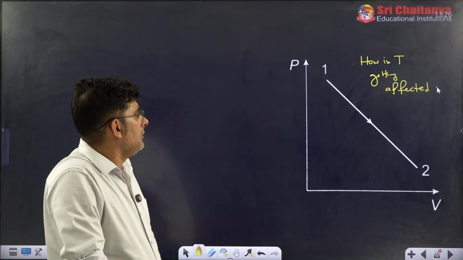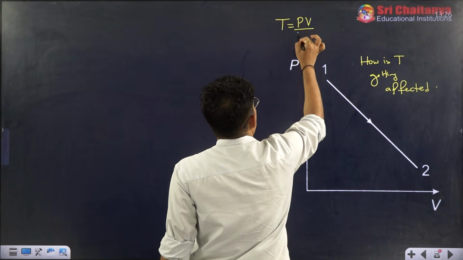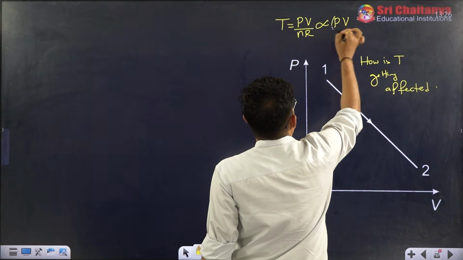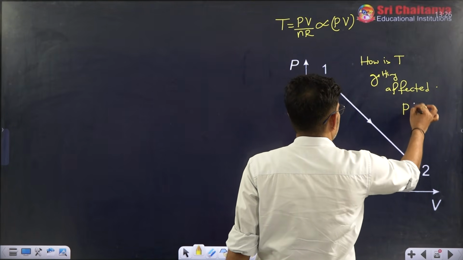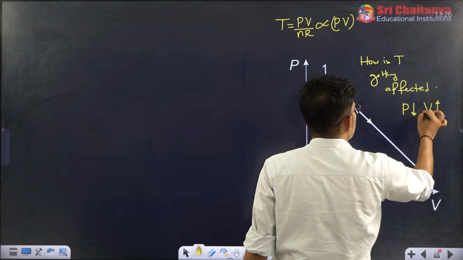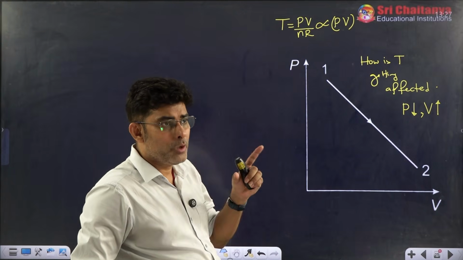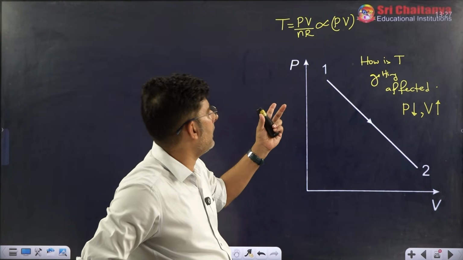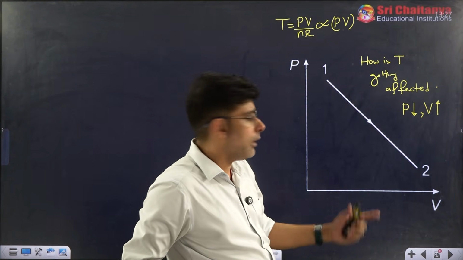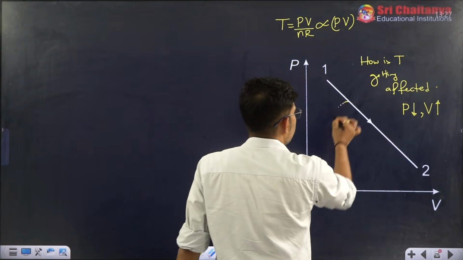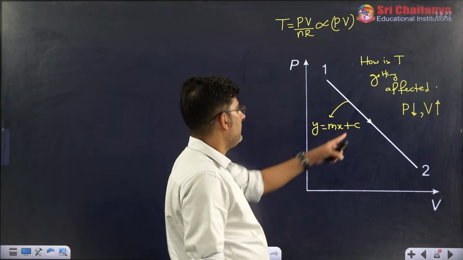Now understand here, temperature we know is PV by NR, product of PV. So here what you are seeing is pressure is decreasing, volume is increasing. So you cannot say what will happen to temperature directly. Understood? So when you have such cases where it is a bit dicey or you cannot understand what is exactly happening, always write the equation because it will help you. How? This is a straight line. So straight line equation, you know y is equal to mx plus c. So if you use y is equal to mx plus c, m is the slope and c is the y-intercept.